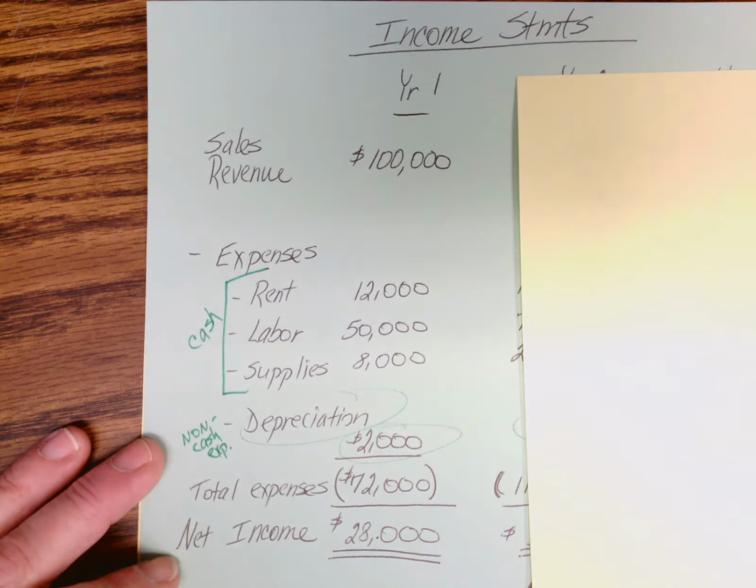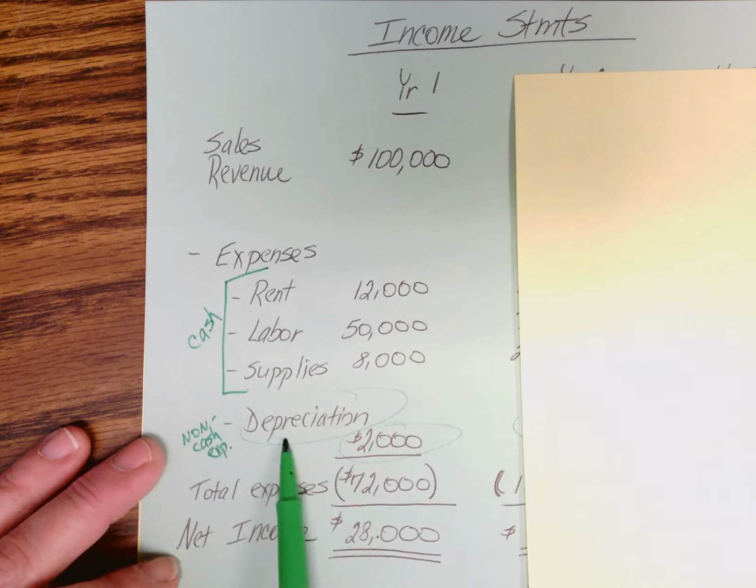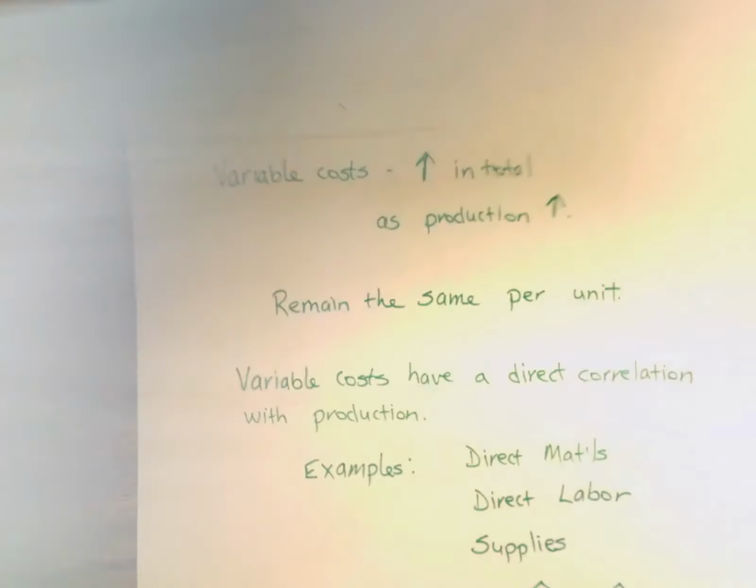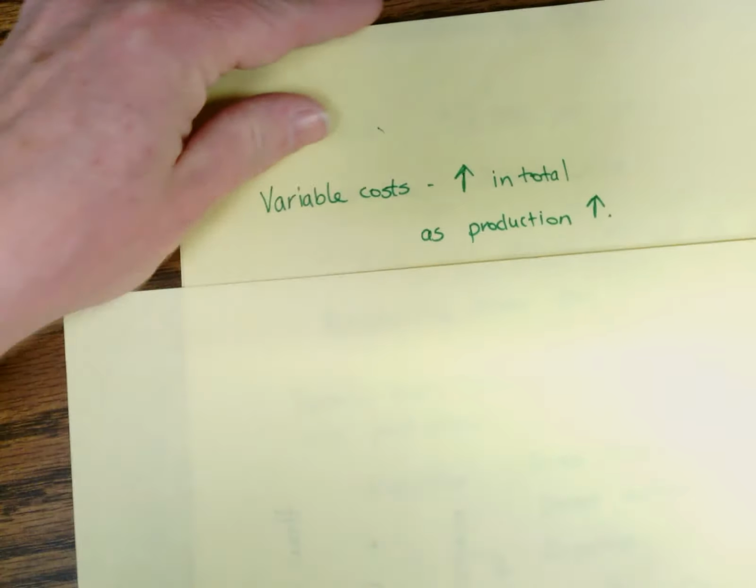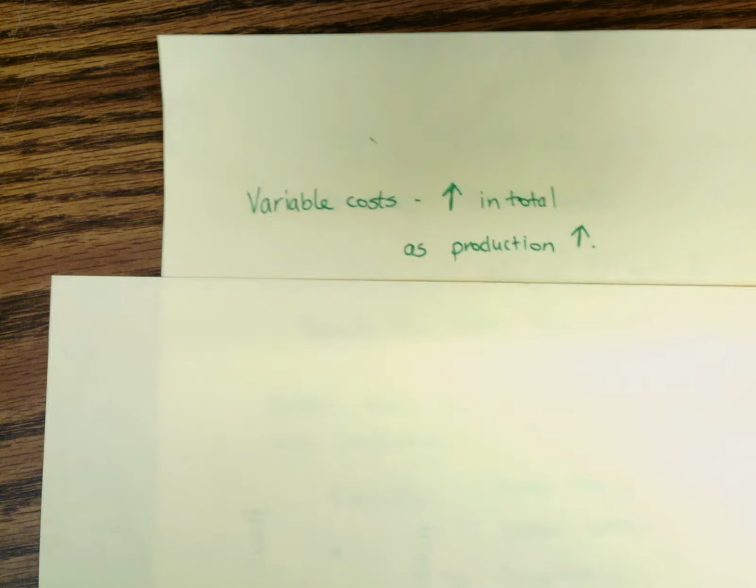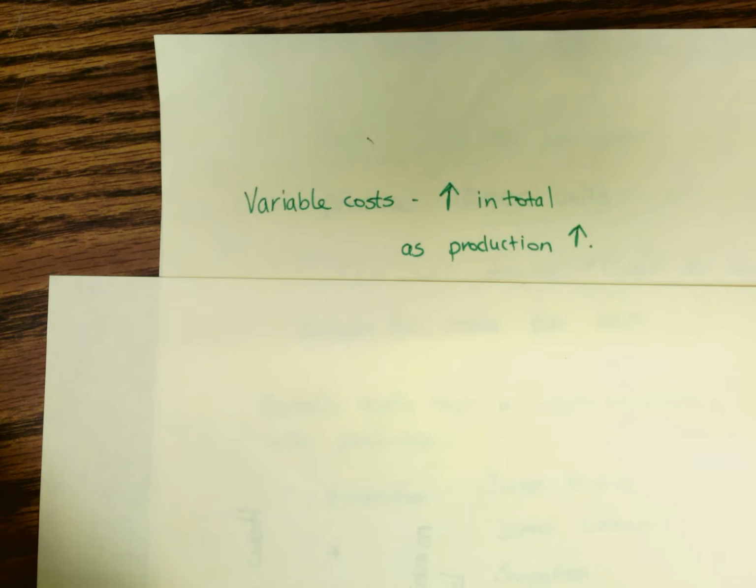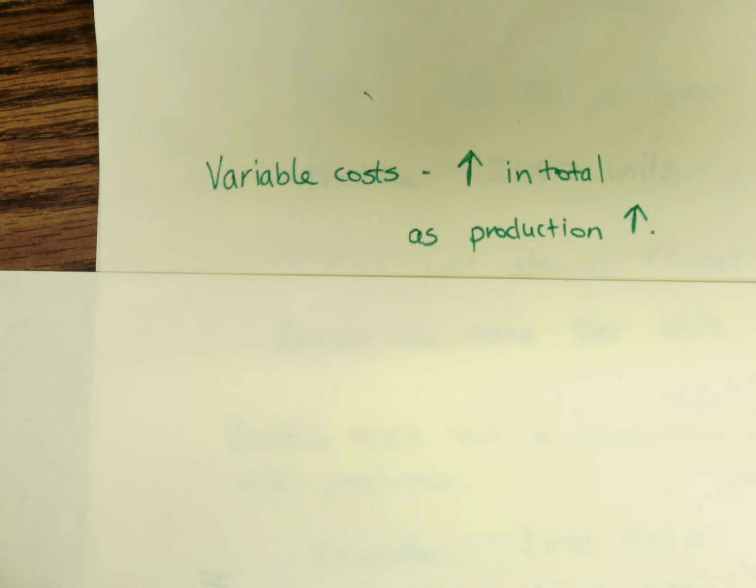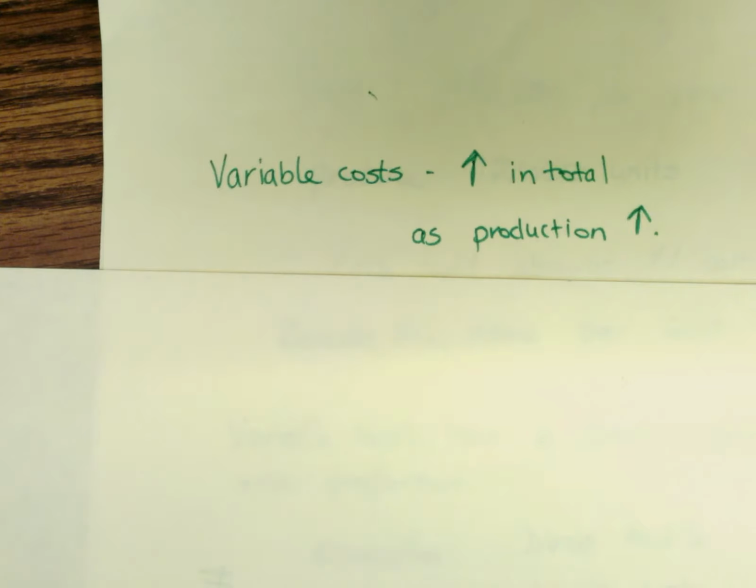But what we want to focus in on today is these expenses. What are they, and how do they change with production? If production goes up, are these expenses going to change or not? So we've got a couple different categories of costs here. And the first one is called variable costs. And variable costs do change in total as production changes.